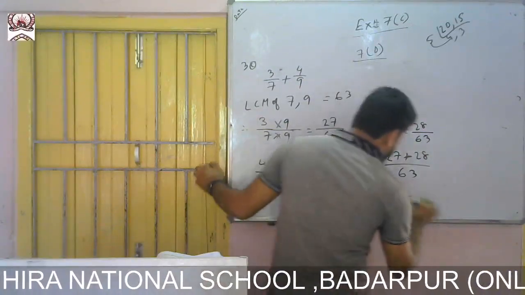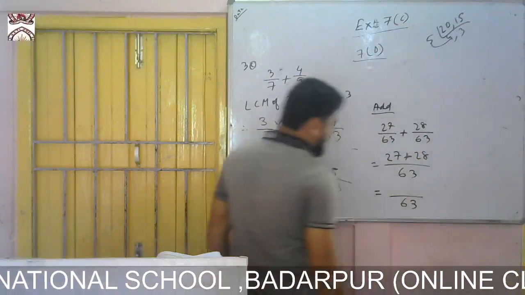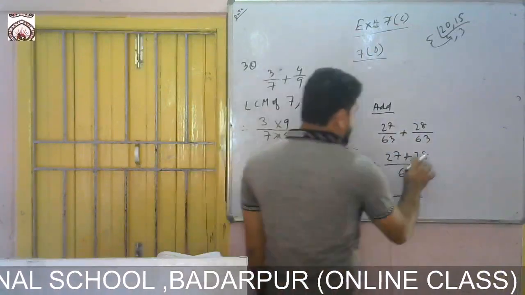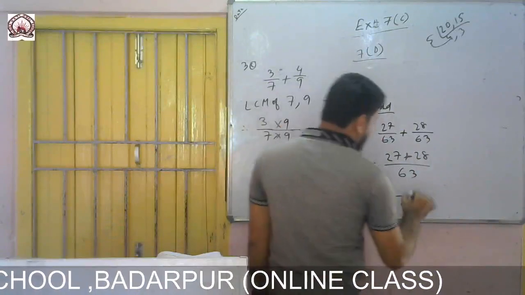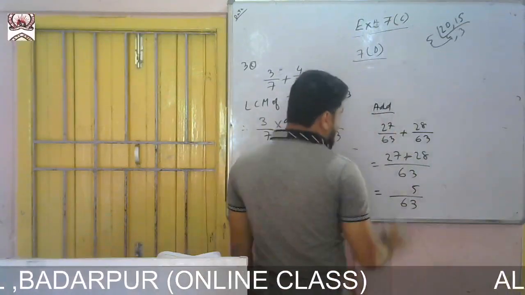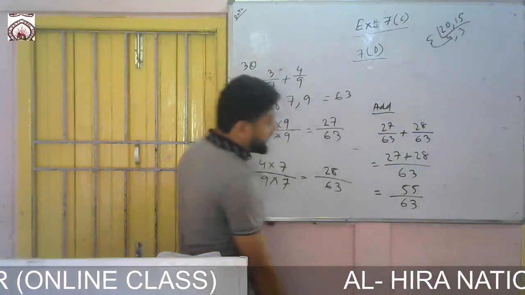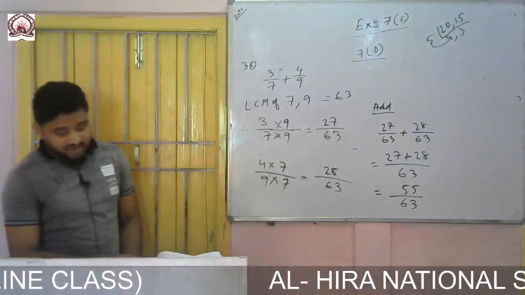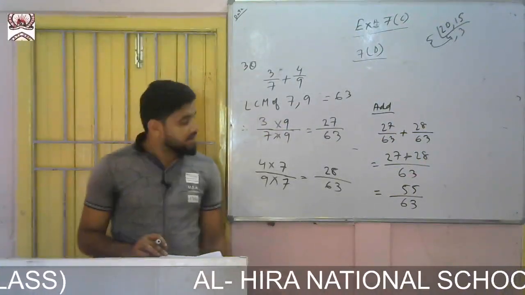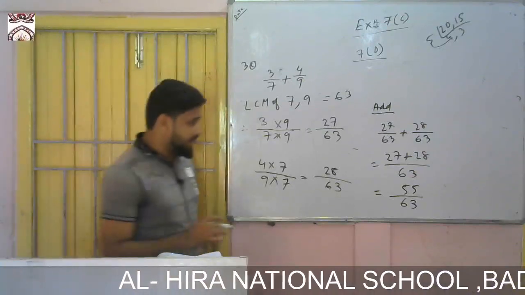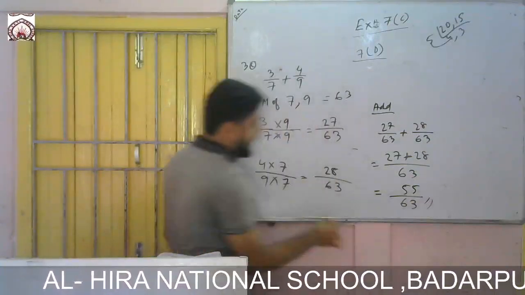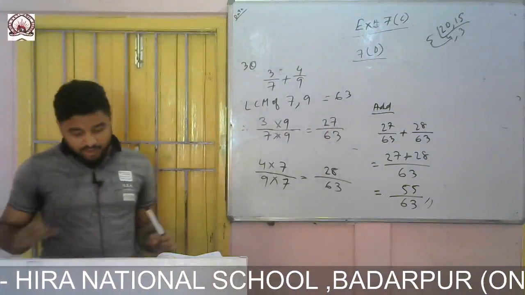Okay, 63. So 8 plus 7 is 15, 2 plus 2 is 4 and 1 is 5, 55. So 55 by 63. So 55 by 63 is the required answer.